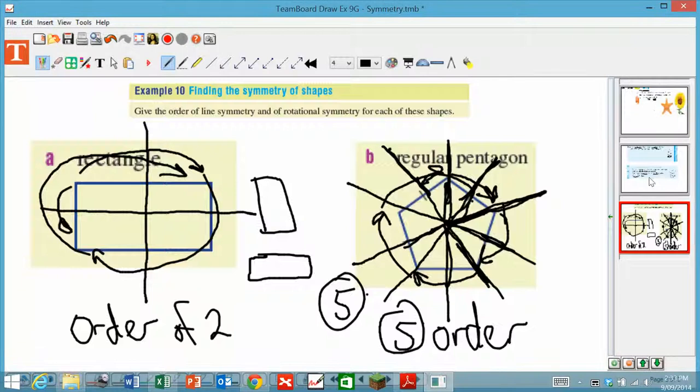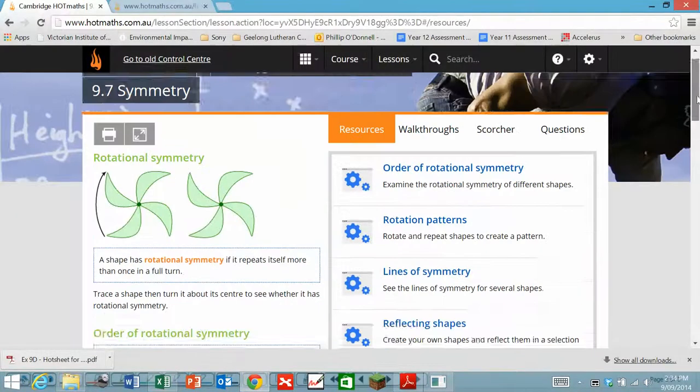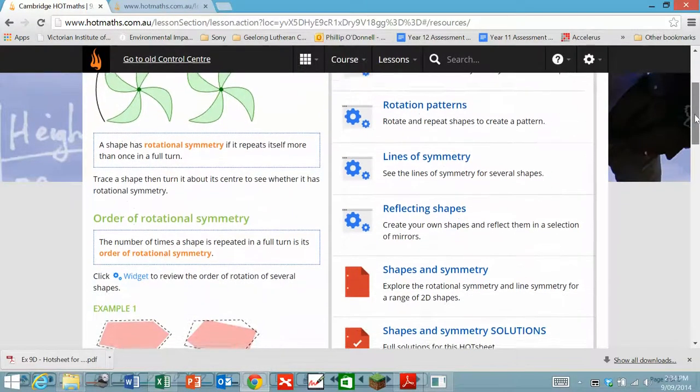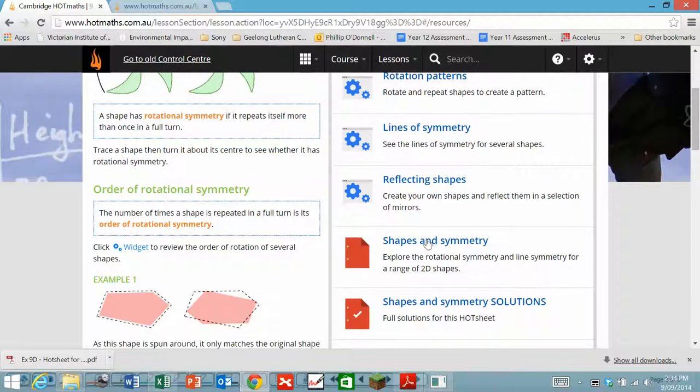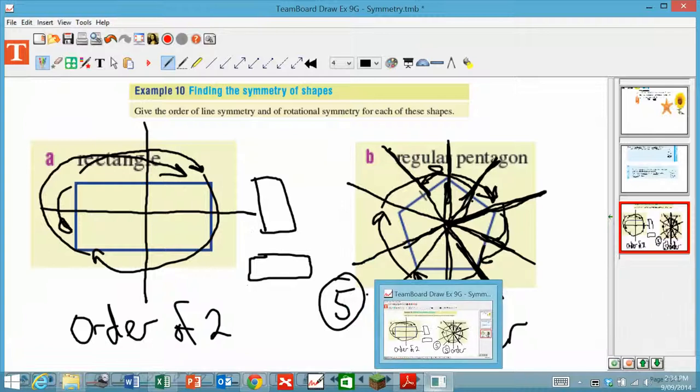Hopefully that makes sense to you. I don't know if I explained that one very well, probably not my best effort, but I tried. Have a look at some of these widgets and things on 9.7 Hot Maths Symmetry. I'd work through some of them and check them out. They may help you understand that as well. Maybe have a look at some of these hot sheets. I might set some of them for you anyway. Well worth having a look at.